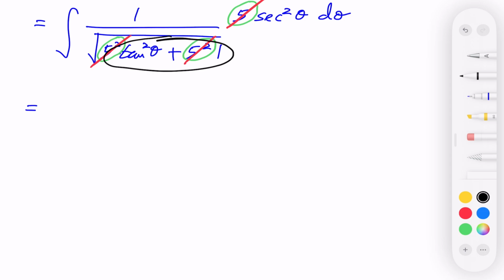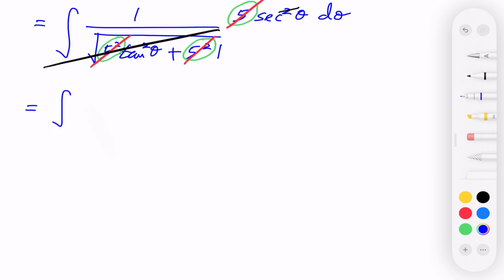The secant squared theta term is inside the square root. Therefore, it is going to be a first order secant theta in the denominator. And we have a second order secant theta term in the numerator. Therefore, those two can be simplified to become just a first order secant term in the numerator. Therefore, this integral has now become the integral of secant theta d theta.